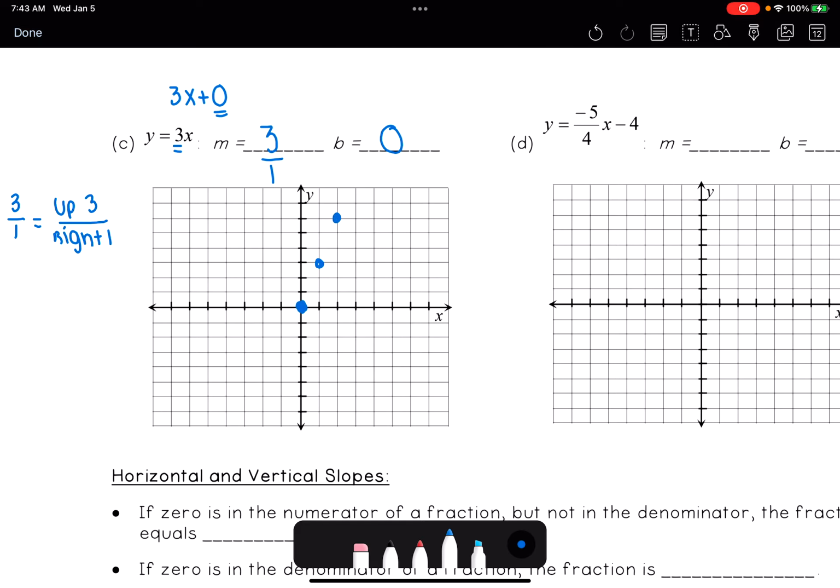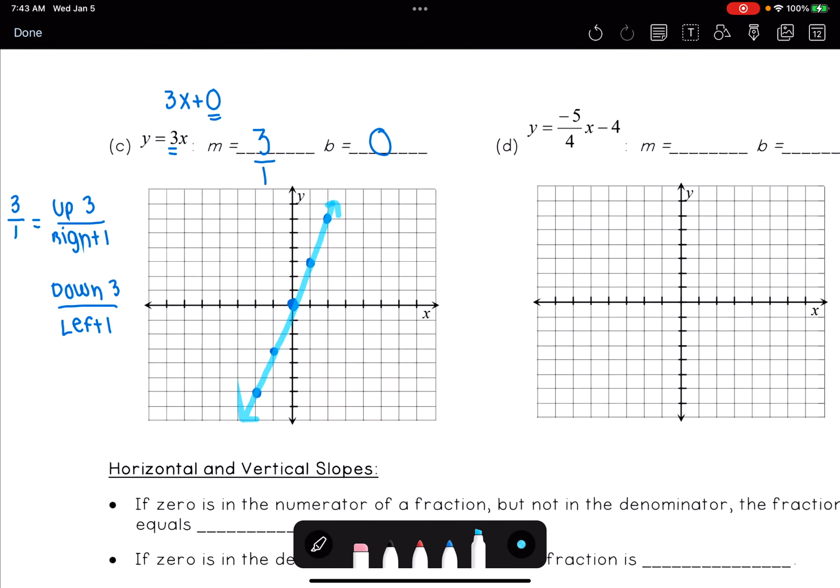And remember, you can also do the opposite of both of those. Down 3, left 1. Down 3, left 1, down 3, left 1. And then we'll connect our points. And we have our equation.